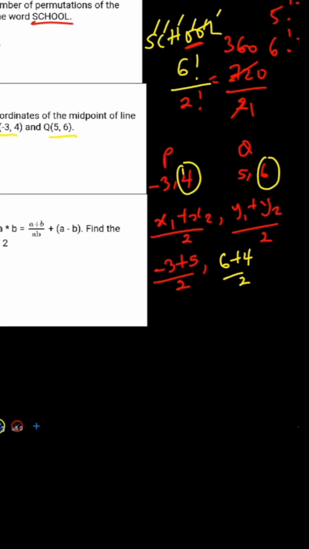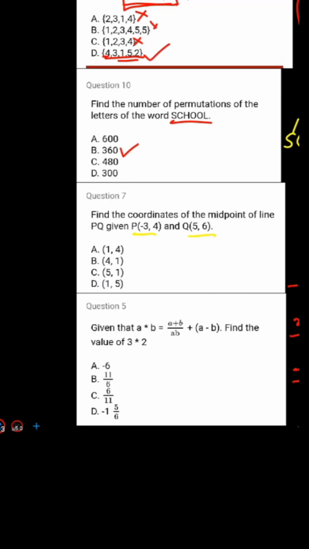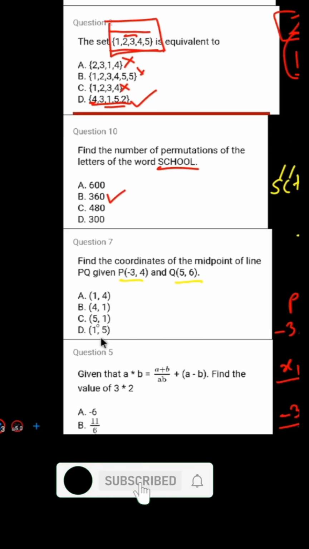-3 plus 5 will give you 2 over 2, comma, 6 plus 4 will give you 10 over 2. This one will give you 1, this one will give you 5 when you divide. So the midpoint of the line segment joining PQ is (1, 5). Just move to your options and look for (1, 5). If you check very well, you see that that's option D.